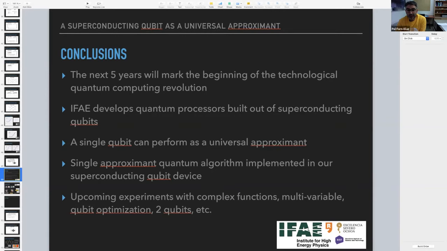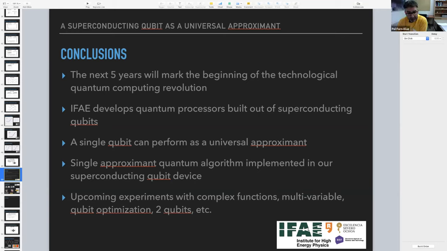And this is not something we can do better than classical computers, but it is a functionality we are enabling in quantum processors. And of course, we will be studying the scaling of this algorithm when more qubits are used and where it actually starts competing with classical processors.